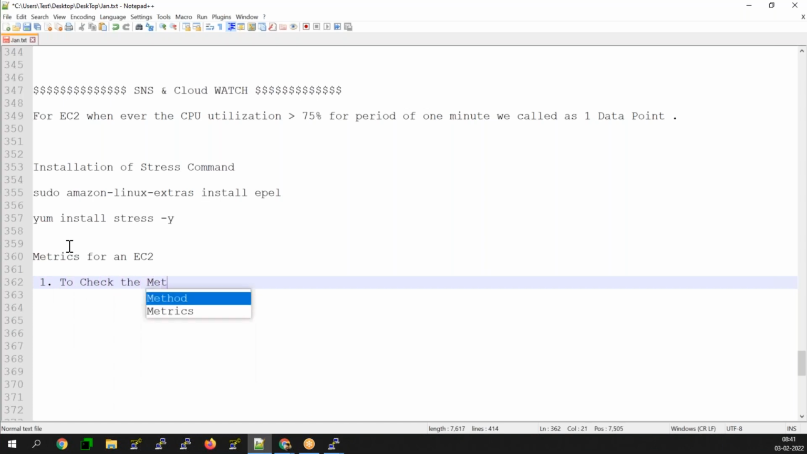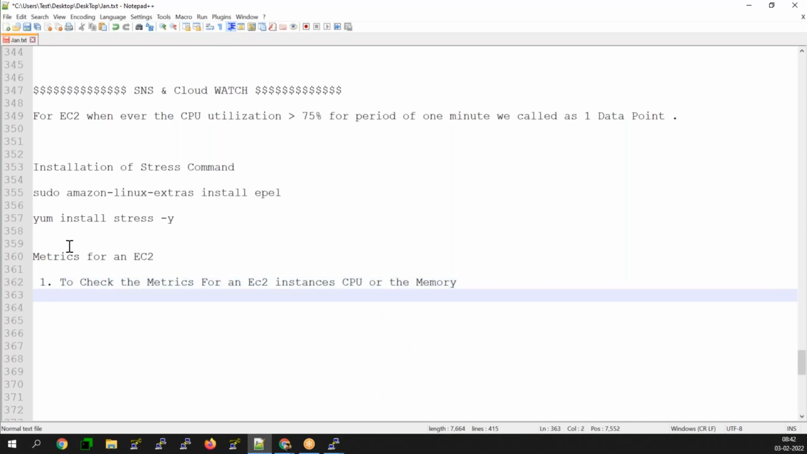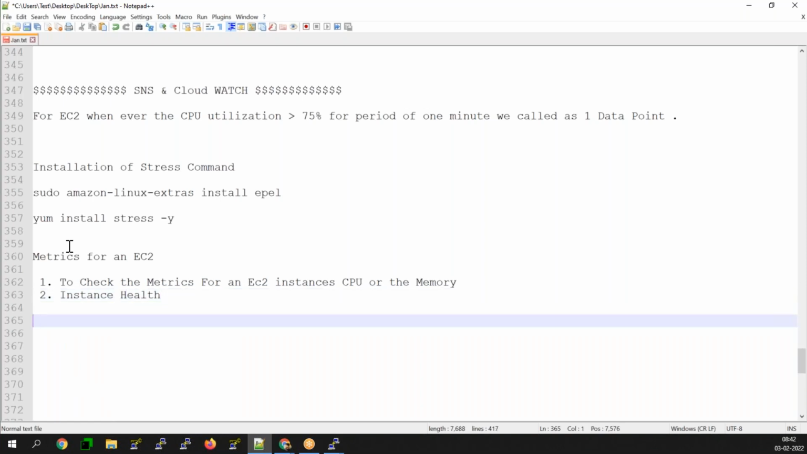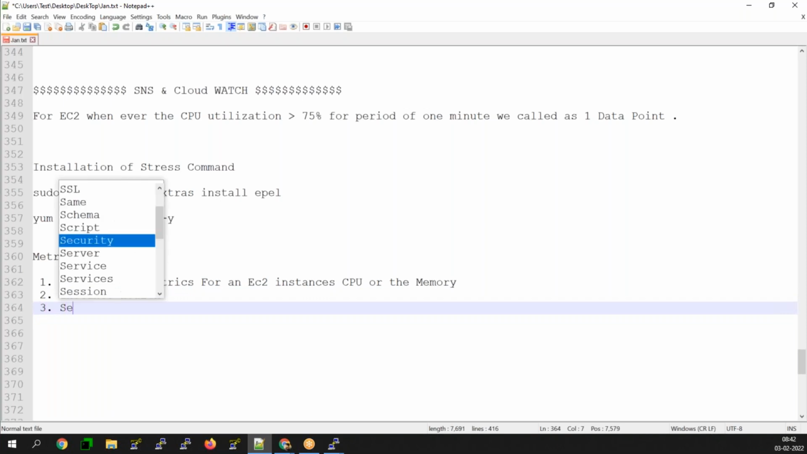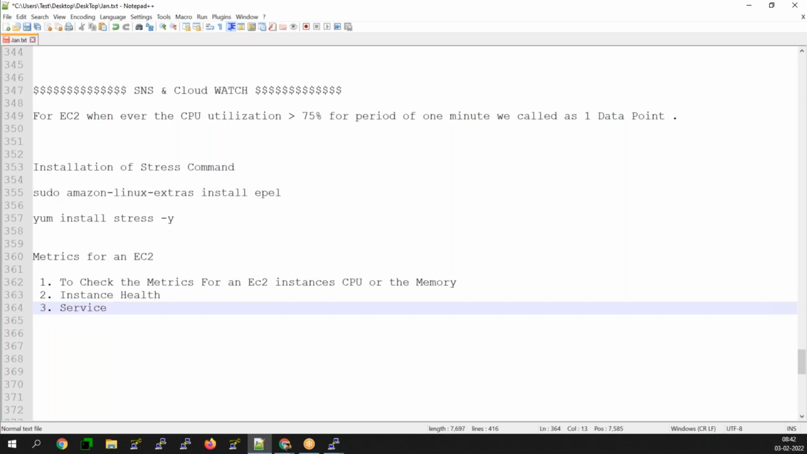The first thing you guys are going to do is check the metrics for an EC2 instance, either CPU or the memory. And then you are going to check the instance health checks, whether the instance is started or stopped, or what is the status. And the service health check, the service status here: whether the service is running and healthy or not.